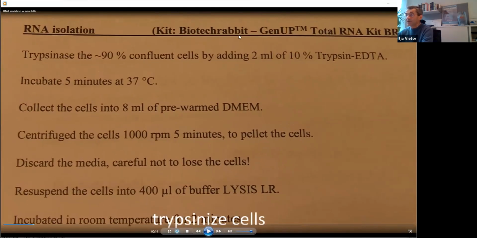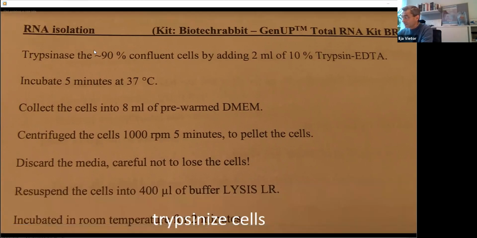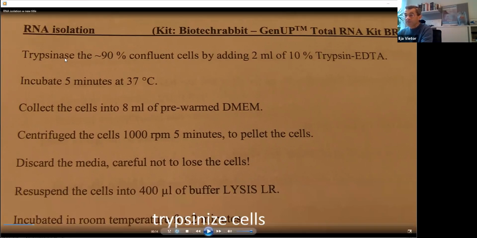The protocol I sent you was using a kit, which is an advantage because it's a reproducible quality. The principle of this isolation is the Chomczynski-Sacchi technique, where you isolate either DNA, RNA, or protein. And the advantage of this particular system is that you don't work with phenol chloroform, so it's environmentally friendly and not dangerous. First step is to trypsinize cells.